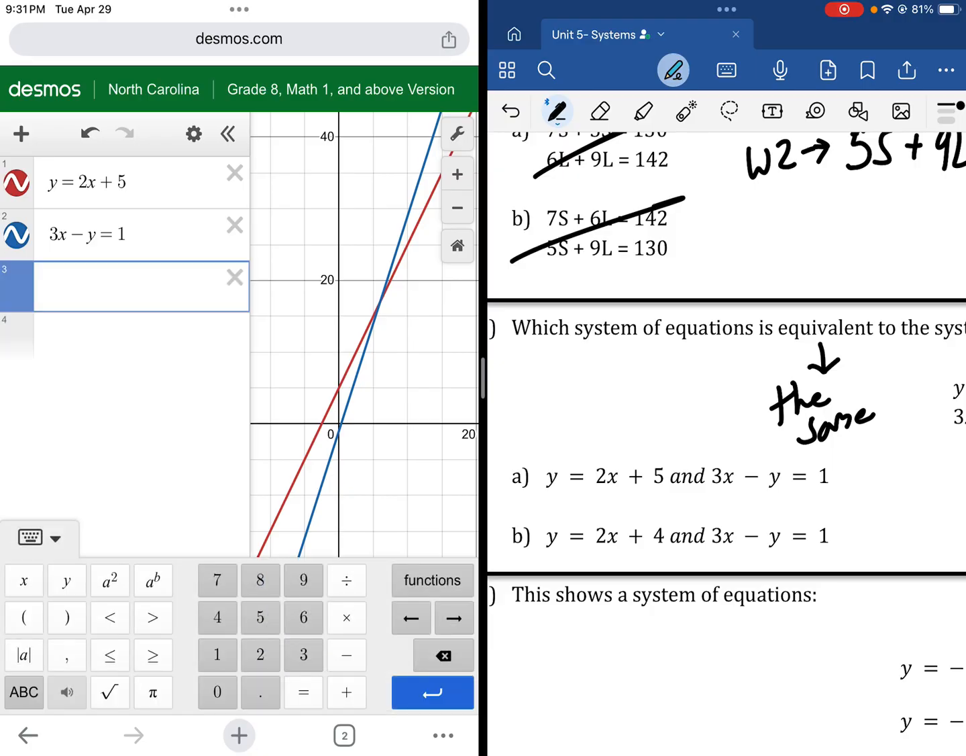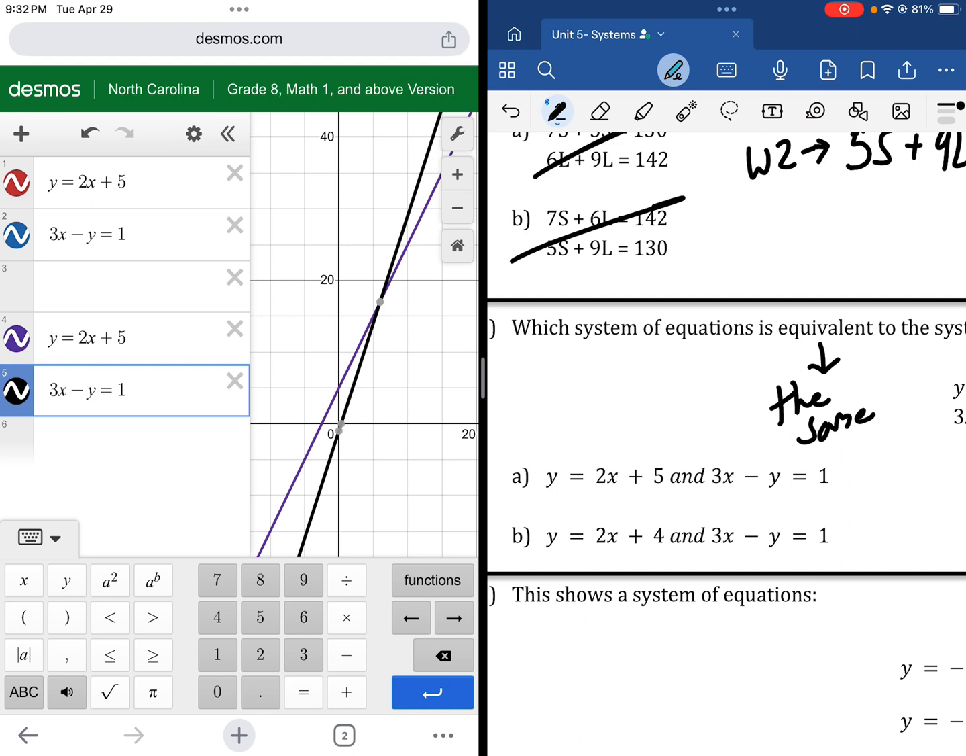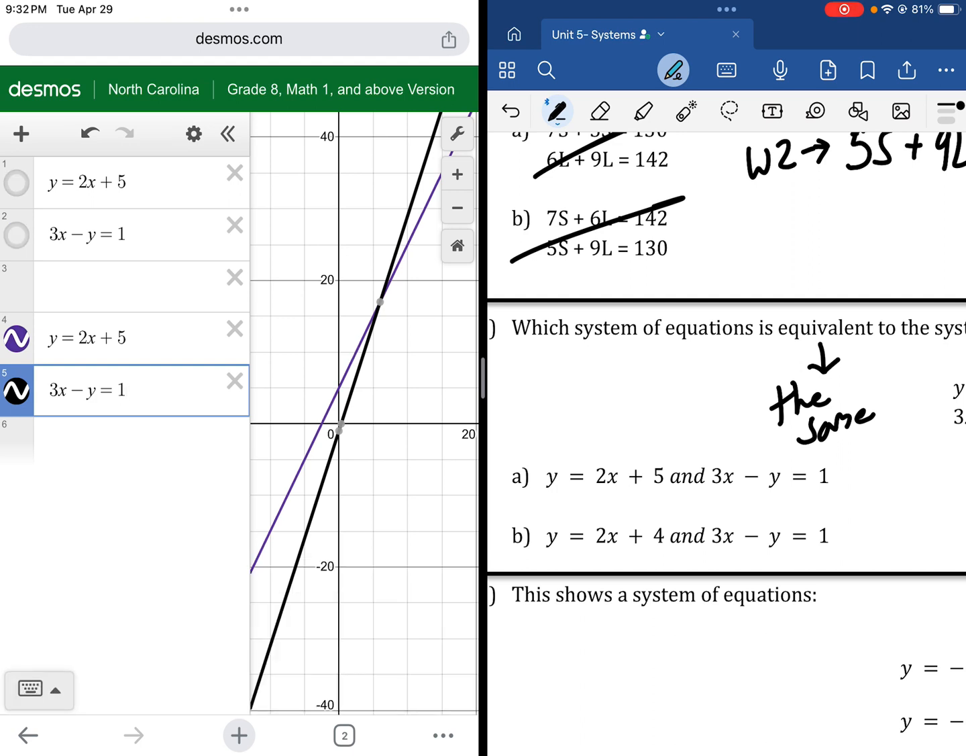If I'm going to plug in the first one, I go down to the next line: y equals 2x plus 5, and 3x minus y equals 1. If I turn off the original lines, there's our new lines. Now I'm going to turn off the new lines and show the originals. Do they match up? Do they give us the exact same lines? Yes, they do. So I'm going to go ahead and say A is my answer.